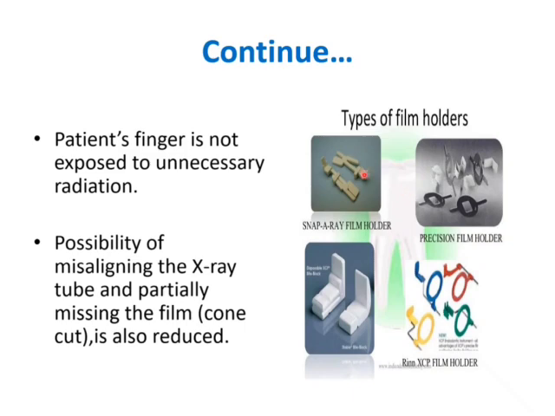So these are the pictures showing the types of film holder, that is snap-a-ray film holder, precision film holder and Rinn XCP film holder. So what is the use of using a film holder? The patient's finger is not exposed to unnecessary radiation, and the possibility of misaligning the X-ray tube and partially missing the film, which can lead to a cone cut, is also reduced while using the film holder.